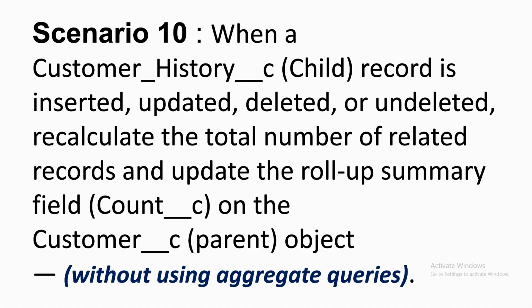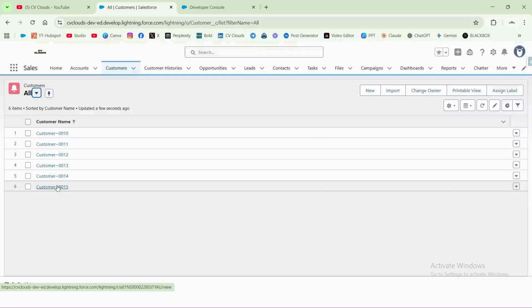When a customer history, that is a child record, is inserted, updated, deleted or undeleted, we have to recalculate the total number of related records and update the rollup summary field, that is count, on the customer, that is a parent object, and we have to perform this operation without using an aggregate query. So let's understand the scenario on the UI.